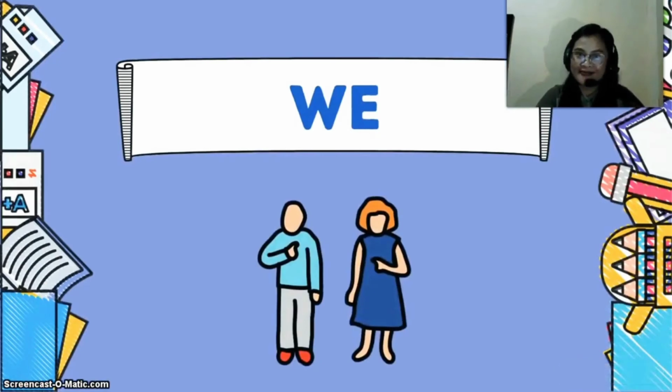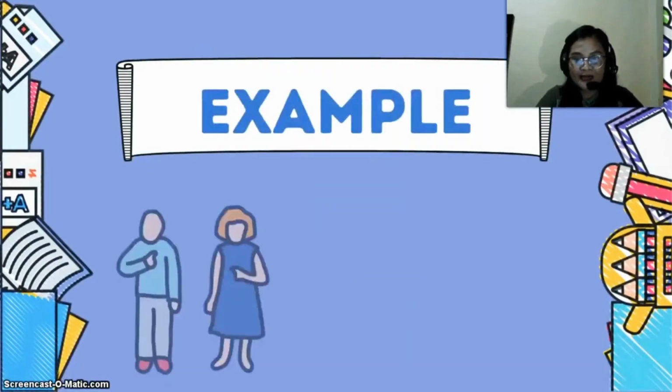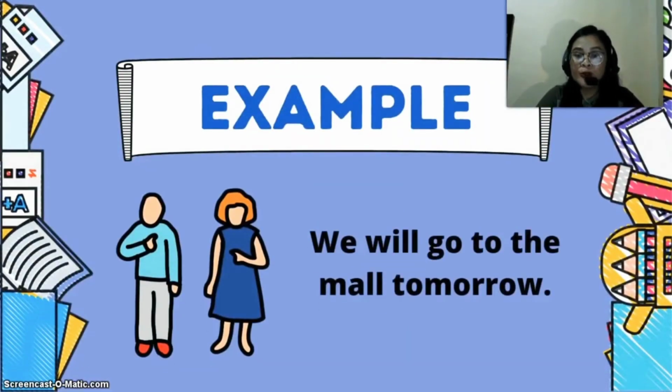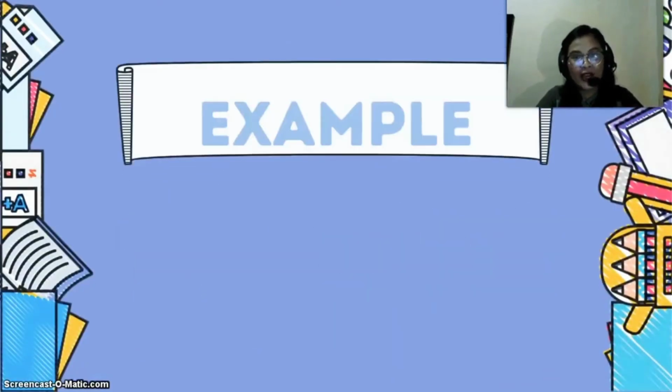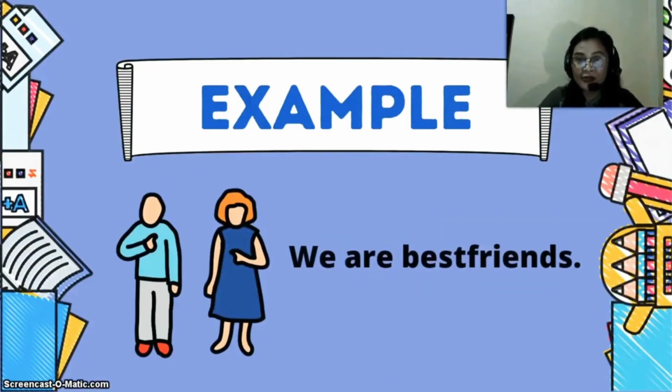Take a look at the picture. We. For example, we will go to the mall tomorrow. Another one, we are best friends. Again, pupils, we are going to use we when we are talking about two or more persons, including the speaker.